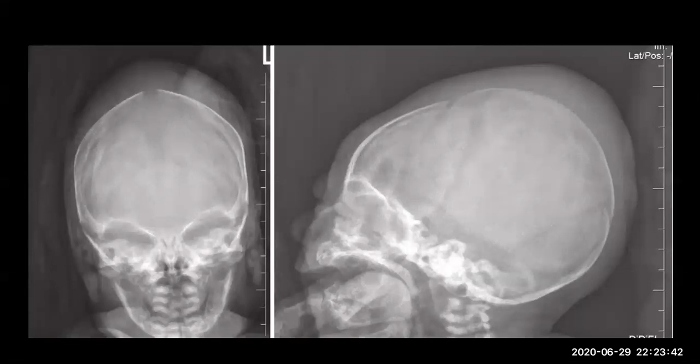What is the next step you need? MRI, or CT scan, or ultrasound.